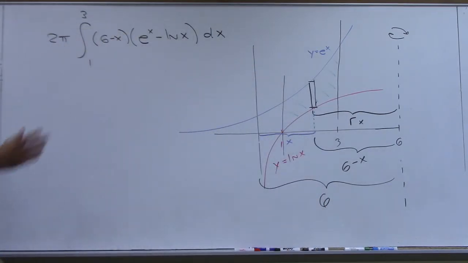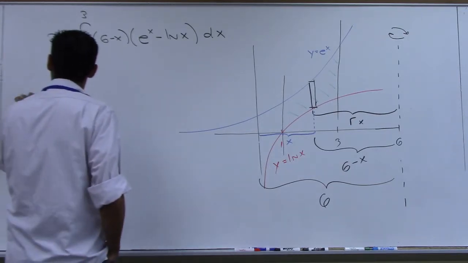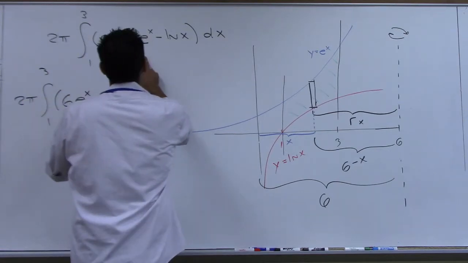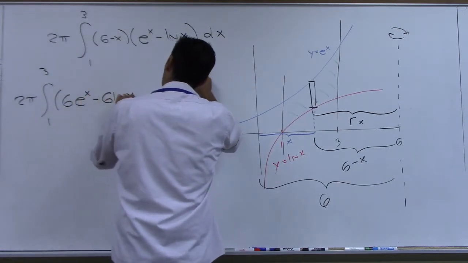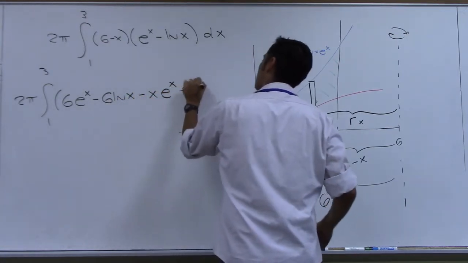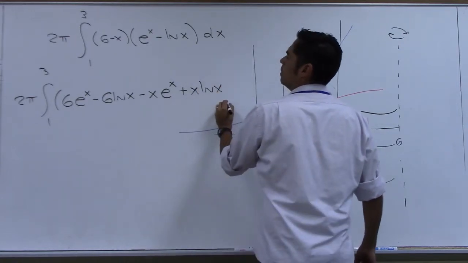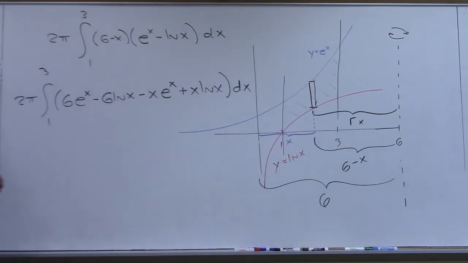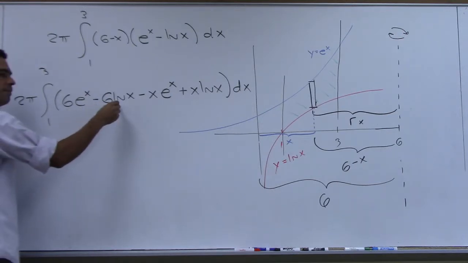And you'd have to multiply that all out, wouldn't you? Let's multiply it out, just to see what we'd be looking at here. We get 6e to the x minus 6 natural log x minus xe to the x plus x ln x. I believe that's it. Do you agree with that? Could you integrate each of those? Antiderivative of 6e to the x is 6e to the x. Could you find the antiderivative of natural log of x?